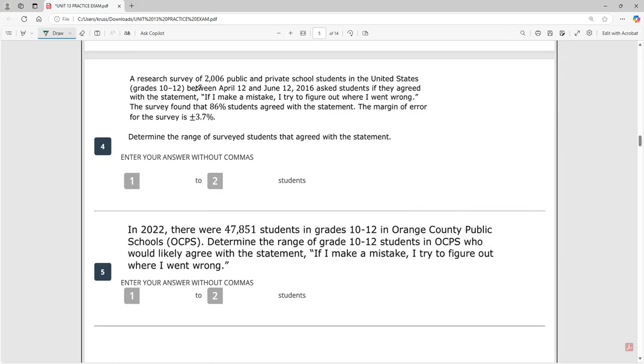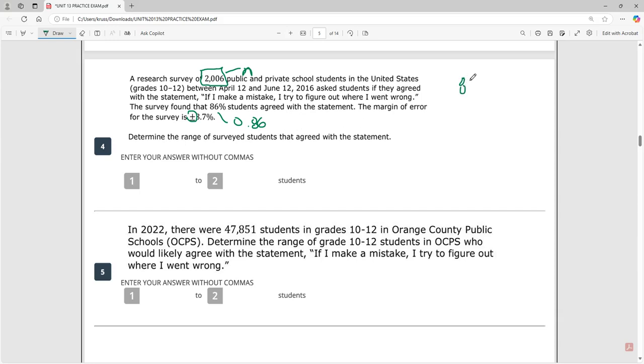A researcher surveys 2006 public and private school students. That is my N value, the number of data points. Between these two things, that doesn't matter. That's all just information sent to give you a distraction. And they said the survey found that 86%, so 0.86, agreed with the statement. The margin of error is plus 3.7 and minus 3.7.